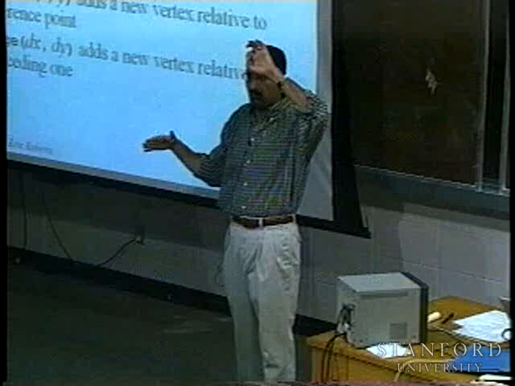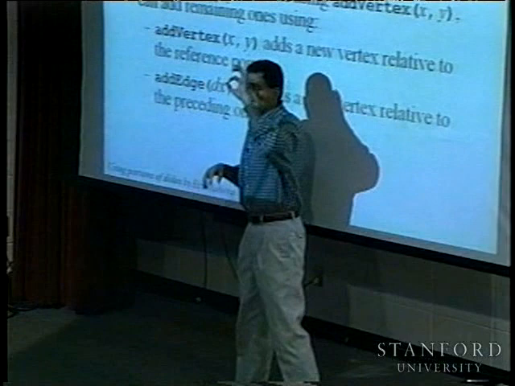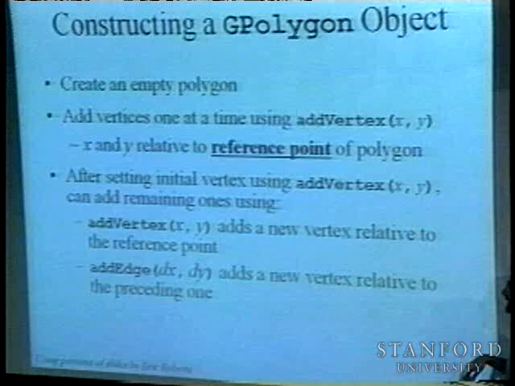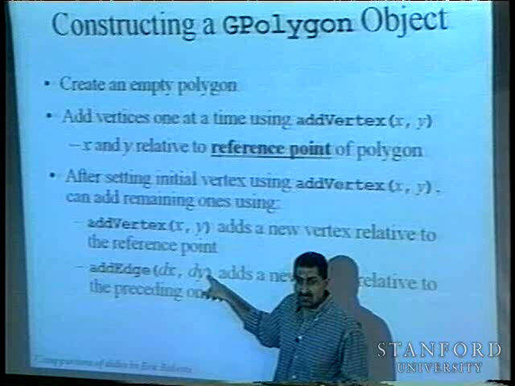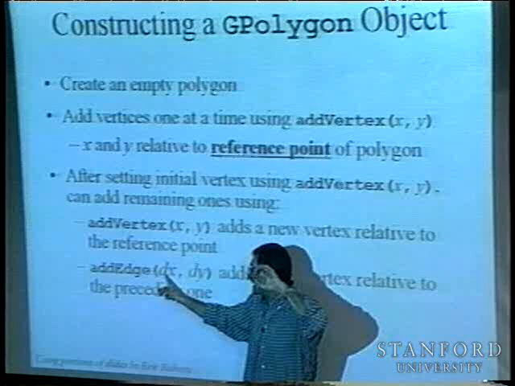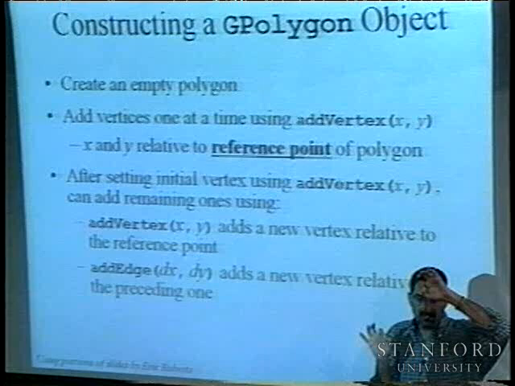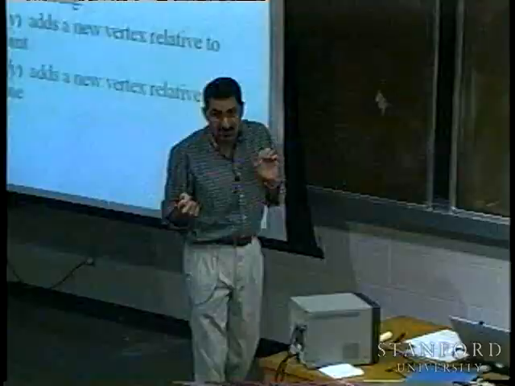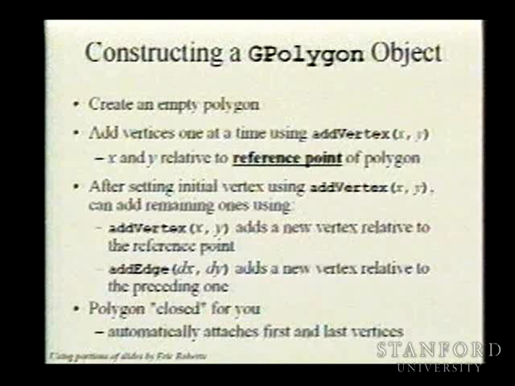Another way, instead of specifying corner points, after you've specified the first point, you can explicitly addEdge. And addEdge adds a new vertex relative to the preceding one, and here, it's going to do it with offsets of dx and dy. So relative to where we were before, we specify an offset in the x direction and an offset in the y direction. It's almost like you were creating a line, and it's going to add an edge. The other one, addVertex, is using absolute coordinates relative to the reference point. That's the key difference between these two things. And I'll show you an example of both of them. Okay? One final thing you should know is the polygon is in some sense closed for you.